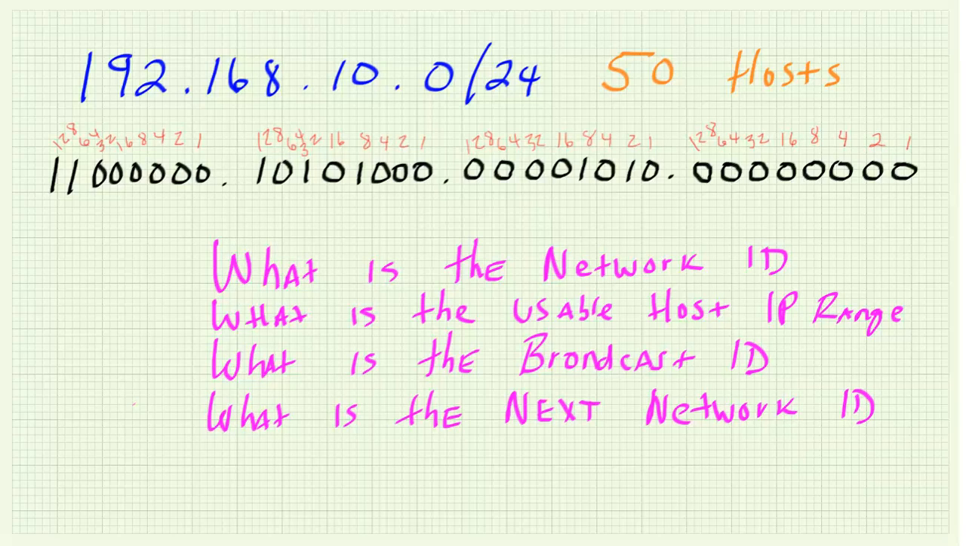And then finally, we'll want to figure out what is the next network ID, or the next subnetwork ID, I guess I really should say. That's what we're trying to solve for. What is the subnetwork ID? What is the usable host IP address range within that subnet? What is the broadcast ID for that subnet? And what is the next subnet ID?